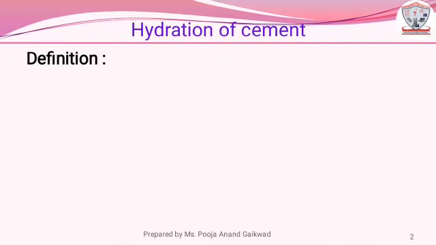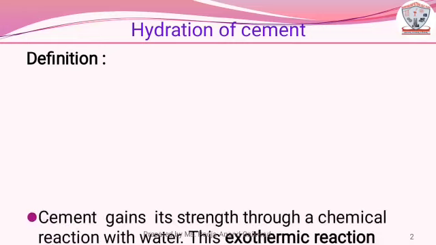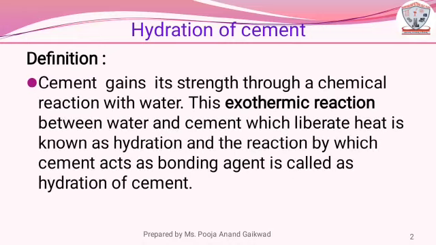Hydration of cement. Definition. Cement gains its strength through a chemical reaction with water. This exothermic reaction between water and cement, which liberates heat, is known as hydration. And the reaction by which cement acts as a bonding agent is called hydration of cement.